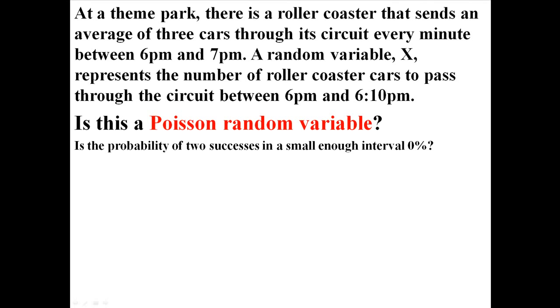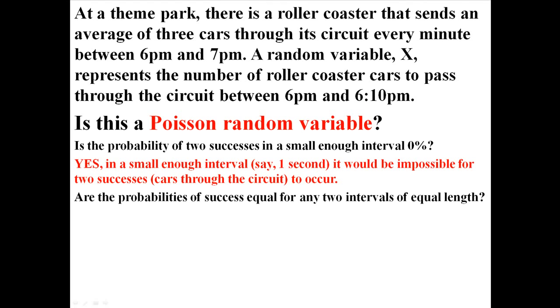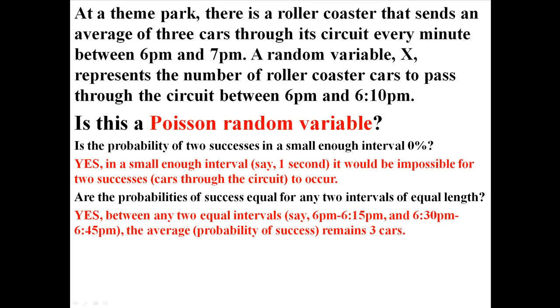Is the probability of two successes in a small enough interval 0%? Yes. In a small enough interval, like say 1 second, it would be impossible for two cars to travel through the circuit at the same time. Are the probabilities of success equal for any two intervals of equal length? Yes, between any two equal intervals, like say between 6 and 6:15 and 6:30 and 6:45, the average, or the probability of success, still remains at 3 cars per minute.